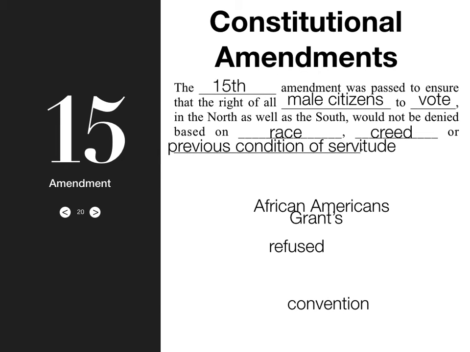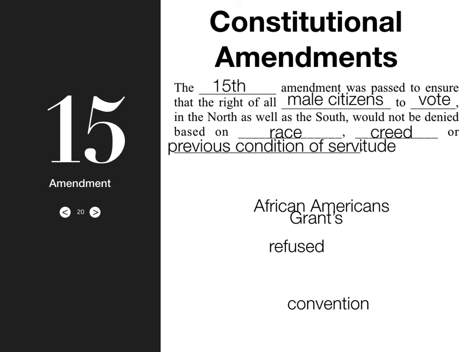The 15th Amendment was passed to ensure the right of all male citizens to vote in the North as well as in the South. If you keep in mind what we talked about before, in South Carolina, if you were a male over the age of 21, you could vote in elections. But that did not happen everywhere. South Carolina was a leader in that particular movement.